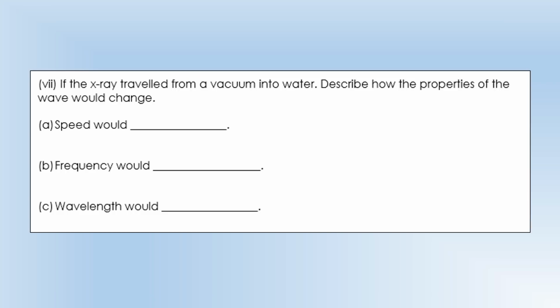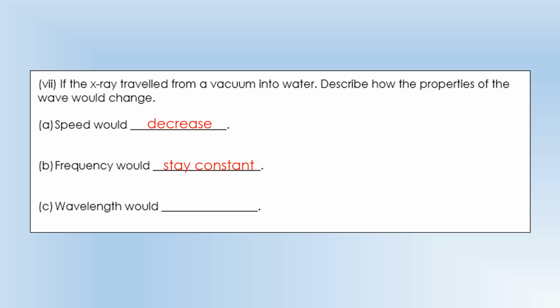Okay, so then just thinking about some general cases in terms of going back to the refraction topic. So the X-ray goes from a vacuum into water. Describe how the properties of the wave would change. So vacuum has a refractive index of 1, and water has a refractive index higher than that, and that means that speed would decrease. So water is a more dense medium, so we're going to decrease the speed.